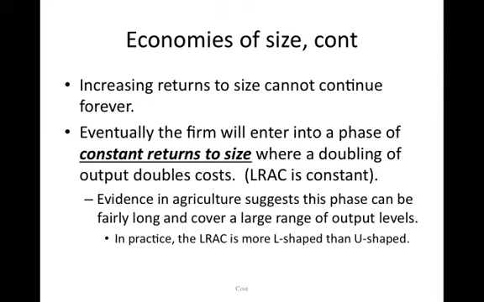Now, increase in returns to size can't continue forever, and in fact, at some point it's going to stop. And the existing empirical evidence from decades of research would suggest that we can't take advantage of increase in returns to size forever. If we could, we wouldn't see a lot of small farms anymore. In fact, we would see one large farm, and the reason for that is that one large farm would have a very, very low cost of production.